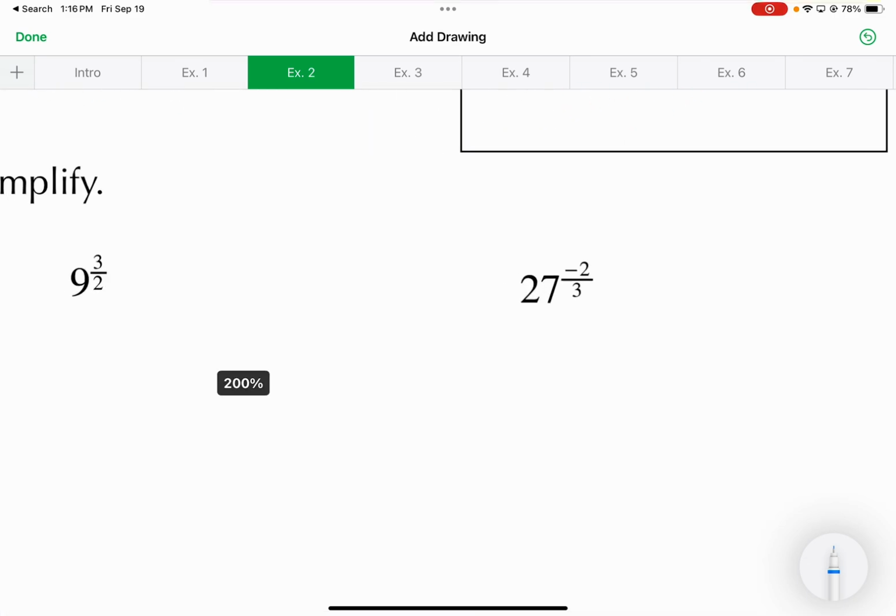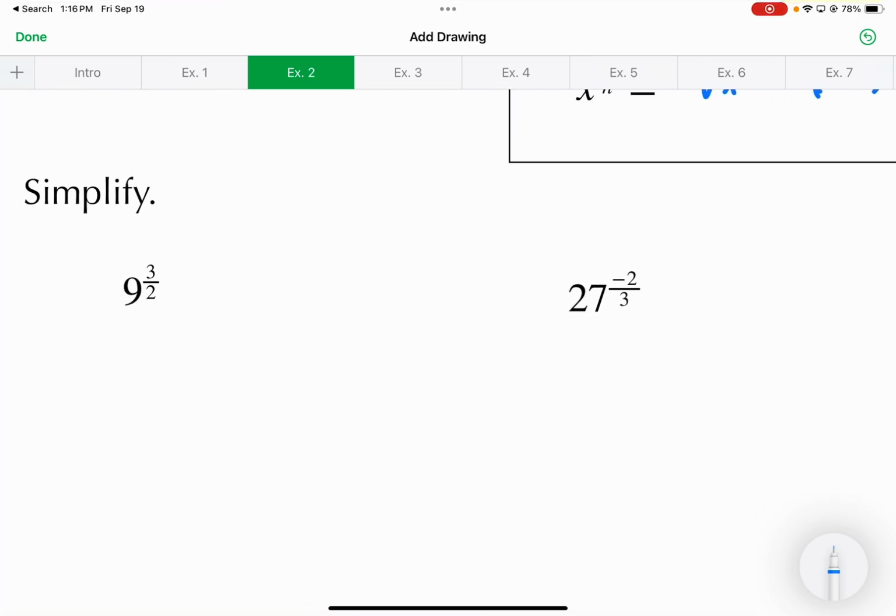So 9 to the 3/2 power. All right, so we need to think of a way that we can rewrite this that makes the most sense for us. Would it be more helpful to write it as the square root of 9 cubed, or as the square root of 9 quantity cubed? Which one would you want to do first, the square root or the cube?